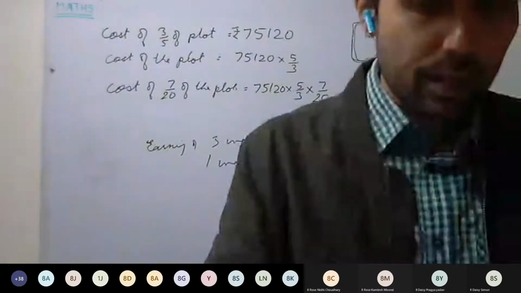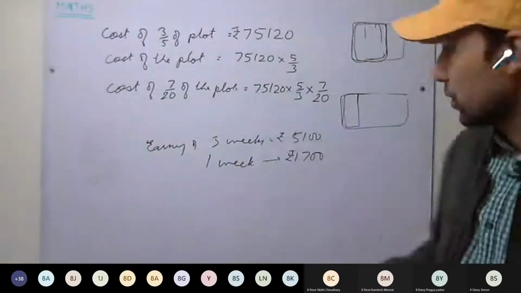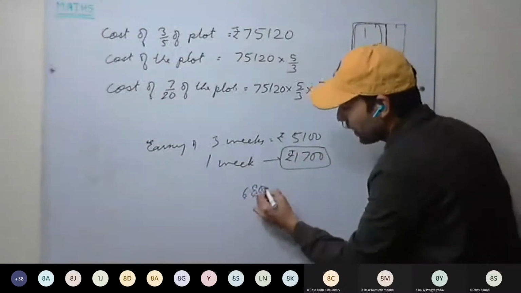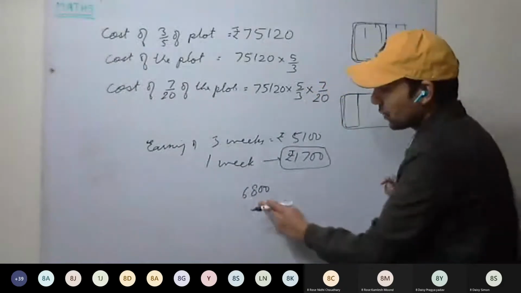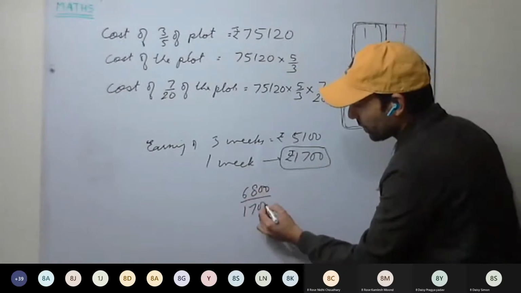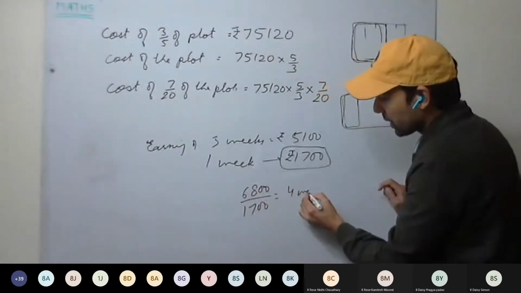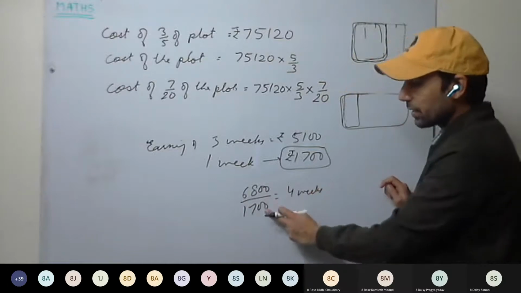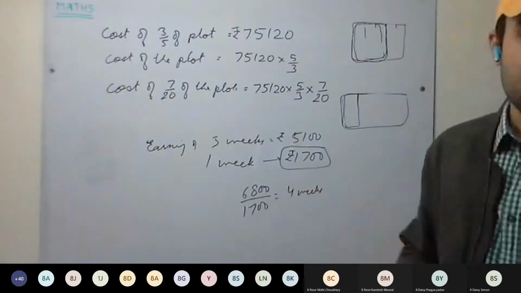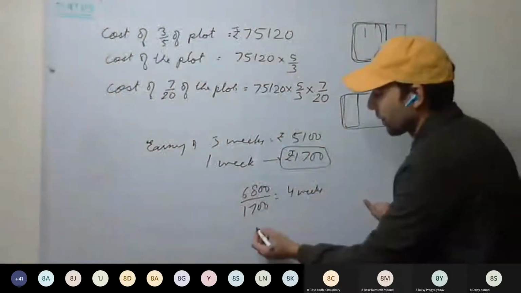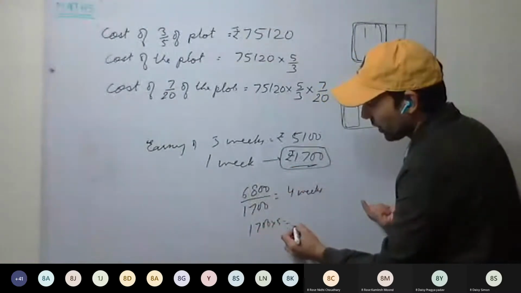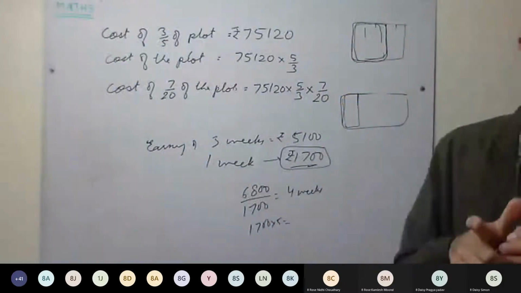And how much time will it take him to earn 6,800? So in 1 week he earns this much. And he has to earn this much rupees. So how many weeks does he or she have to work? Divided by earning of 1 week. It will be 4 weeks. In 1 week, he earns this much. So in how many weeks will he earn this much? In 4 weeks. Okay. And in 5 weeks, how much will he earn? In 1 week, 1,700. 1,700 into 5. Okay. 8,500. You'll get that one.